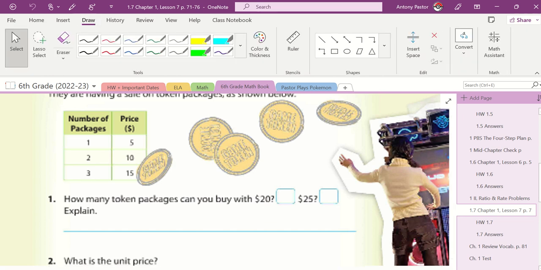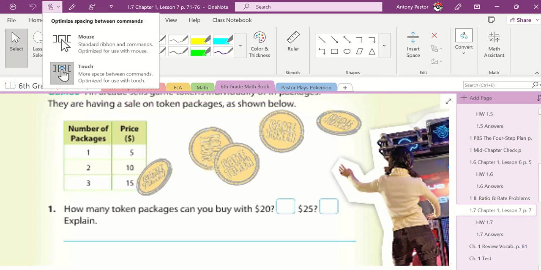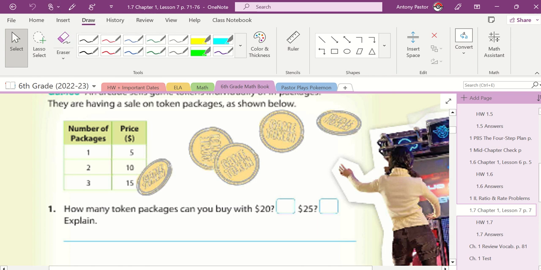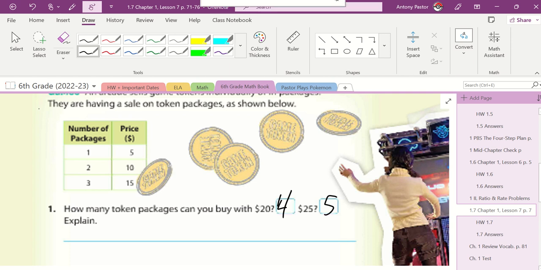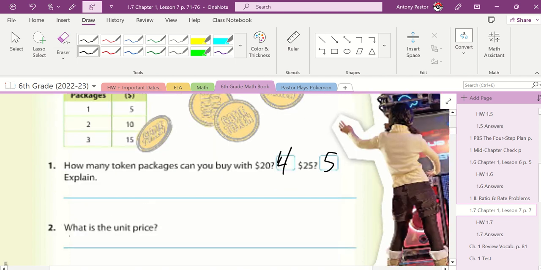If $15 was the price for 3 of them, I'm going to assume it's going to be 4, if it will let me draw. There you go. And then with $25, I should be able to buy 5. Well, we're going to write a little explanation here saying that each time I buy another package, it costs $5 more, which is going to lead us to our next problem.